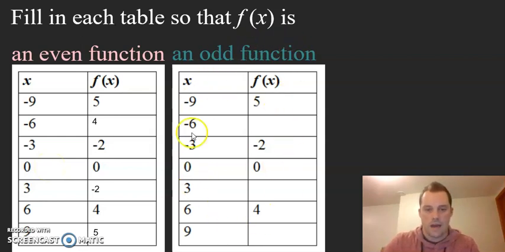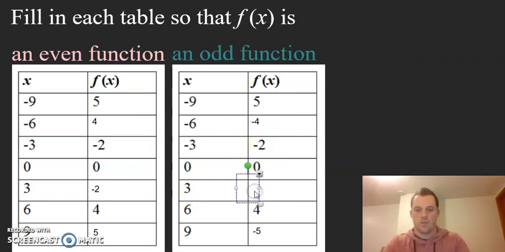If we want to make this an odd function, again, we're going through 0, 0, so it's a good start. But if x is negative 9, and that gives us an output of positive 5, then we flip both signs. So positive 9 gives us negative 5. Positive 6 gives us positive 4. So negative 6, we should have a negative 4. And if negative 3 gives us negative 2, then a positive 3 would give us positive 2.